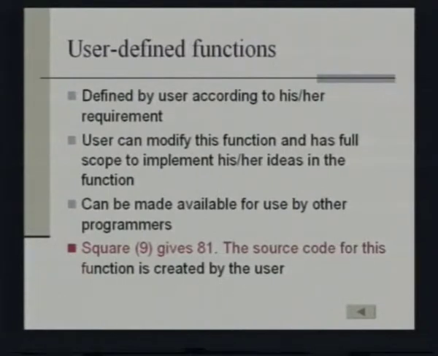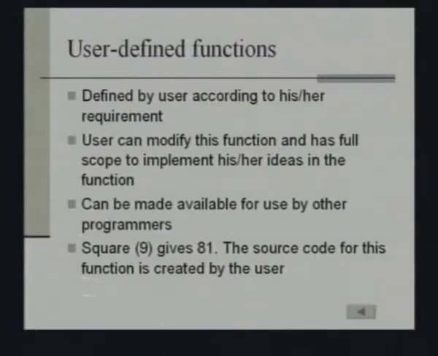So this square is a name that is given by the user. The number is given within parentheses. So this function is not built in. If you simply give square of 9, the compiler will not understand what the square of 9 does. It has to be defined by the user, only then the compiler will return this result. So the source code for this function is created by the user itself.